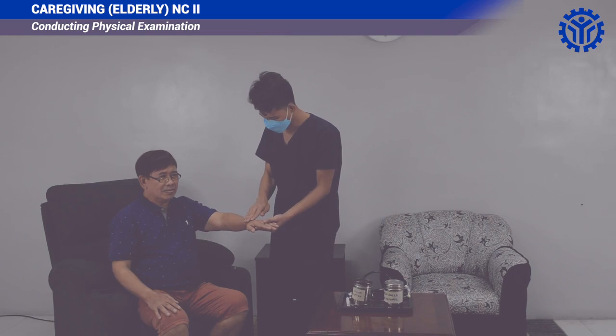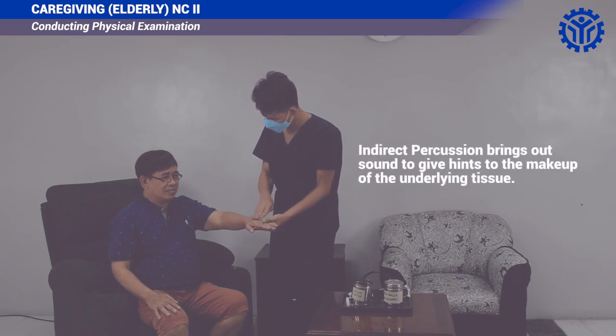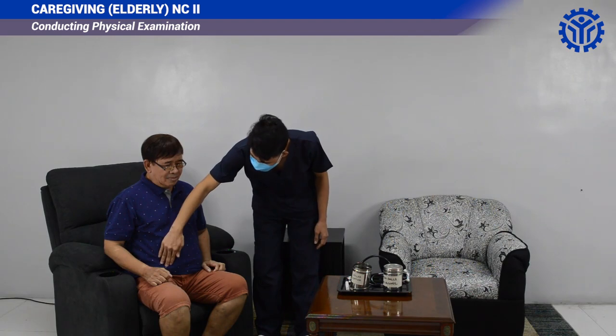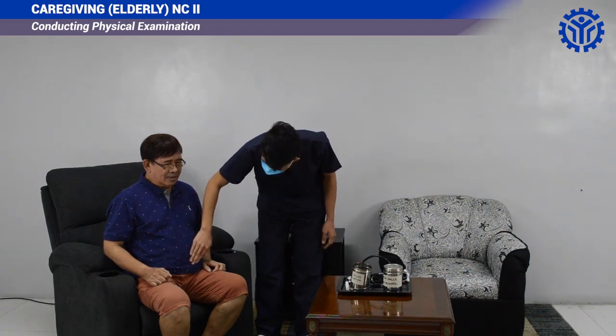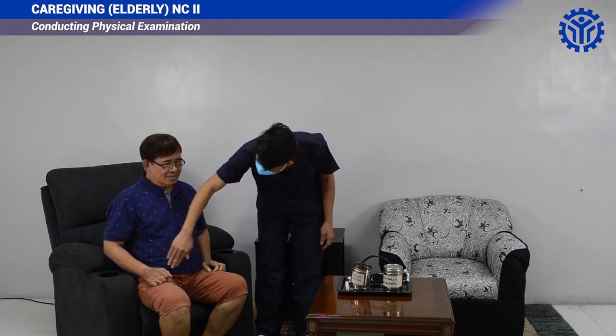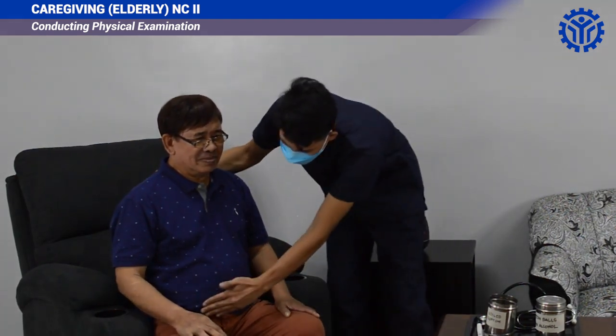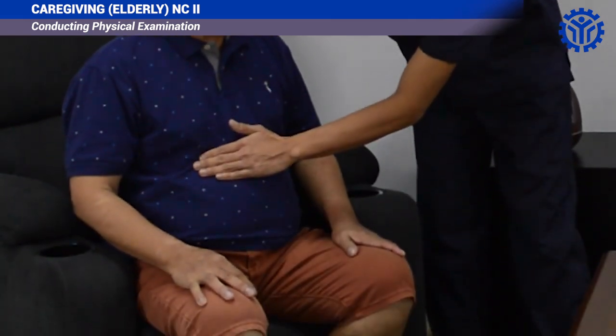On the other hand, indirect percussion brings out sounds to give hints to the makeup of the underlying tissue. Press the distal part of the middle finger of your non-dominant hand firmly on the body part. Keep the rest of your hand off the body surface. Flex the wrist of your non-dominant hand.